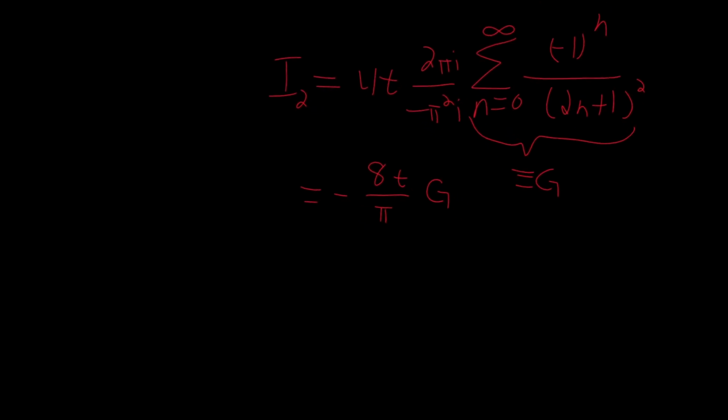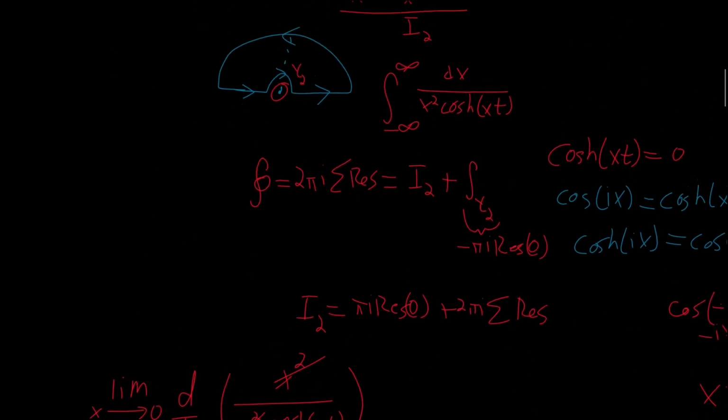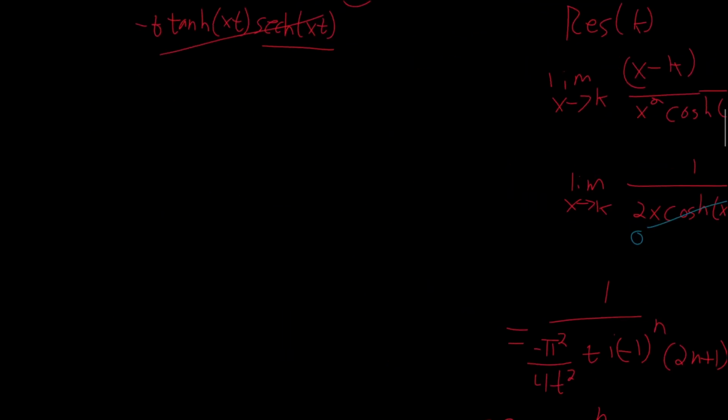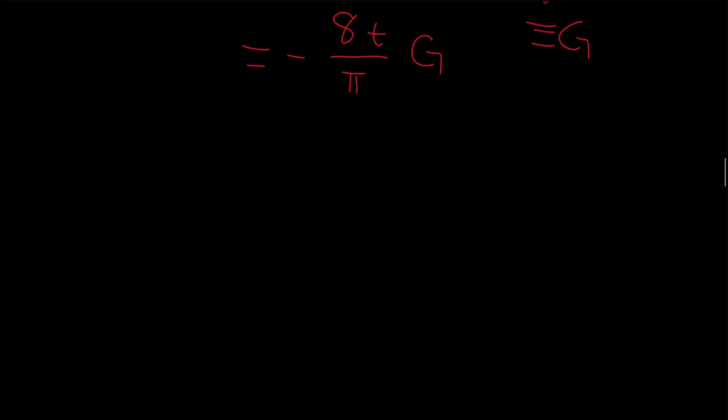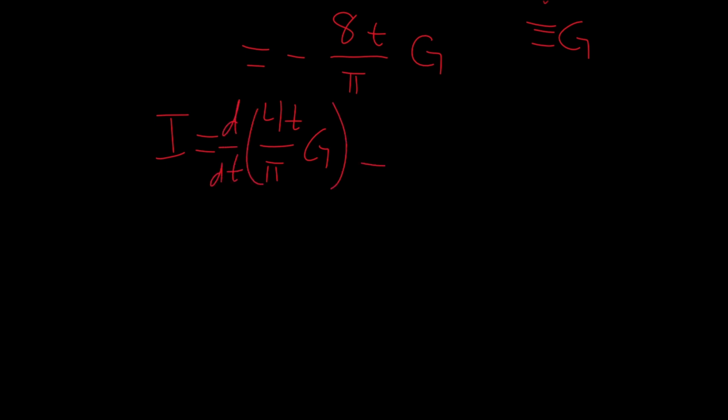Well, we found I2. In order to find our original integral, we just have to multiply by this factor of negative 1/2. So multiplying by negative 1/2, what we have then is just 4t over pi times G. But then you'll remember, actually, that we applied Feynman's technique. So we actually need to differentiate this with respect to t. So there really should be a d over dt with this. But the derivative of that is just going to be a constant. It's going to be 4 over pi times G. And that right there is actually just our answer.